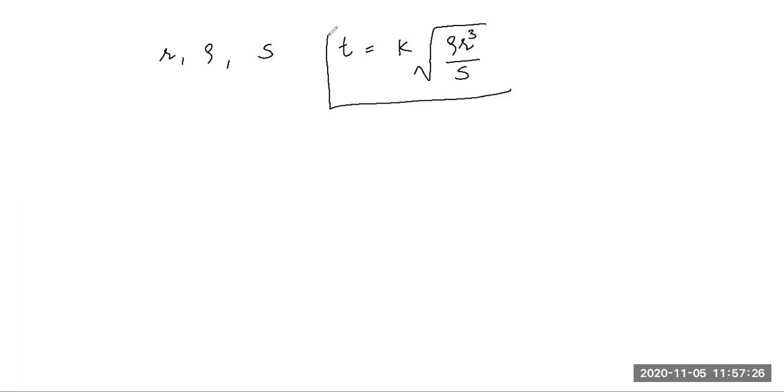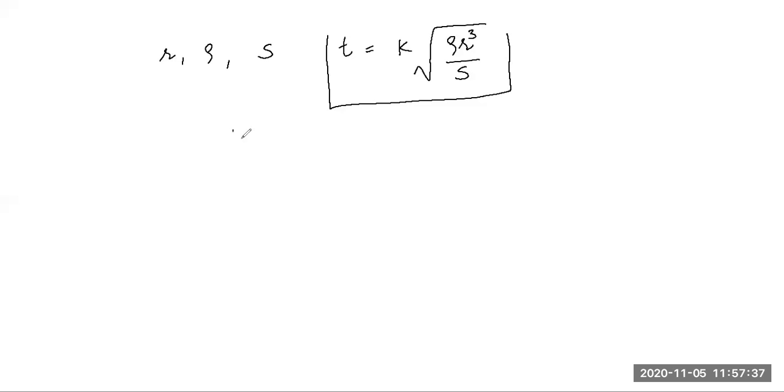So let's say there's another equation. It says the time period of oscillation of an oscillating drop of radius r, density rho, and surface tension s is T equals k times the square root of rho r cube divided by s. Let's say this is a given equation. I want to check the correctness of the relation. It comes in the board exam also. So how will you do it?